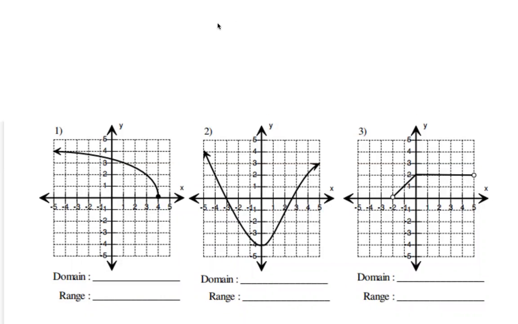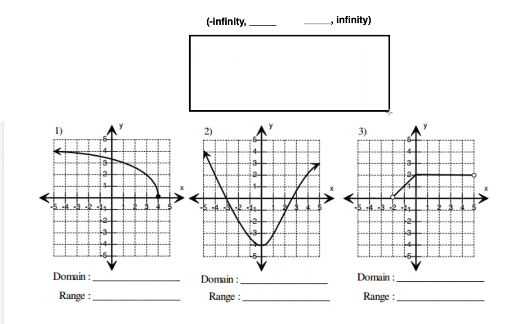So here's what I know. Negative infinity will always be on the left side. Positive infinity will always be on the right side. Now, when I use those, it's going to depend on if I'm talking about domain or if I'm talking about range.